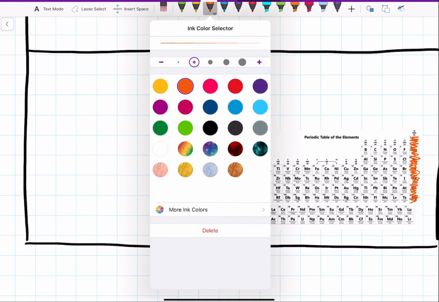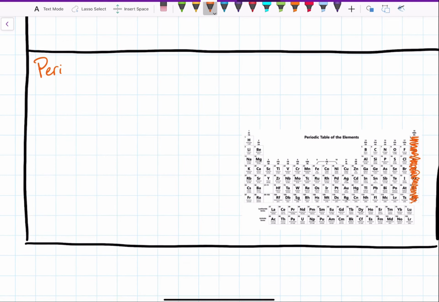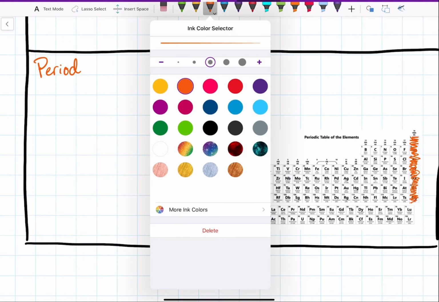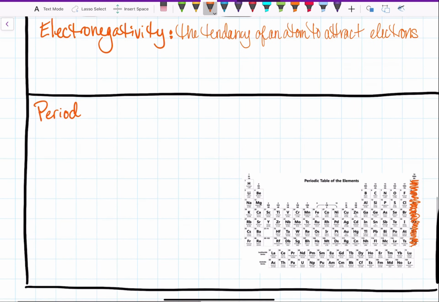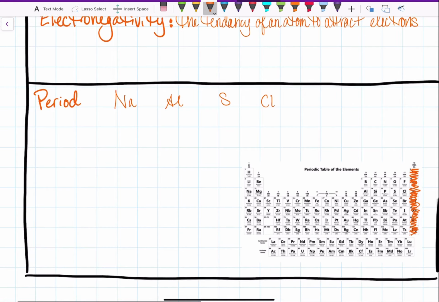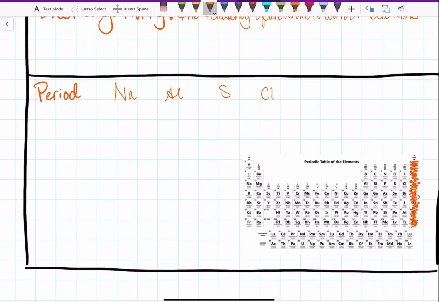We're going to talk about the period trend first for this one, and then we'll talk about the group trend. We're going to look at valence electrons just like we did in the last one. So we're going to go across this row right there, just pick out a sampling. Let's take a look at sodium, aluminum, how about sulfur and chlorine? We're not choosing from the noble gases. They're already stable. Sodium has 1 valence electron, aluminum has 3, sulfur has 6 valence electrons, and chlorine has 7 valence electrons.